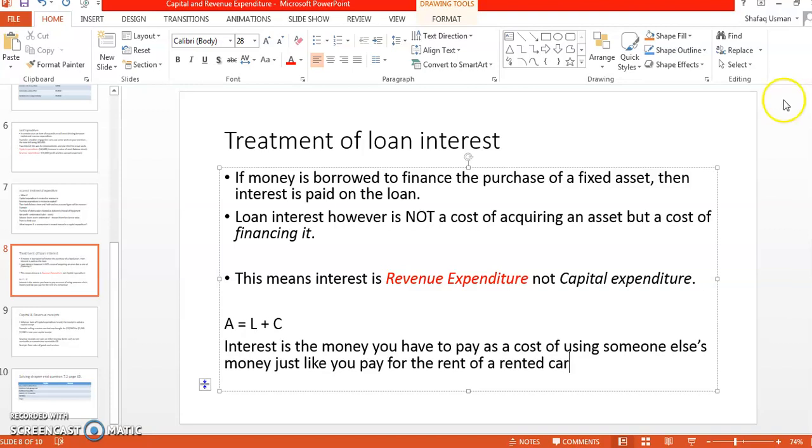In the same manner, when you borrow money to buy a fixed asset, the cost of that fixed asset is your capital expenditure. But when you pay interest on the same borrowed money, that is the cost you are paying for using that loan, that borrowed money. You are paying extra as a cost. That is your revenue expenditure. Let's take a moment and let it sink in.